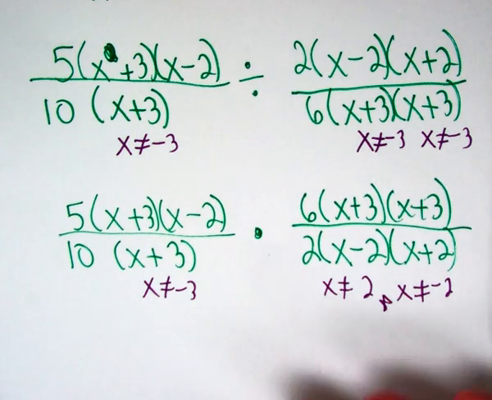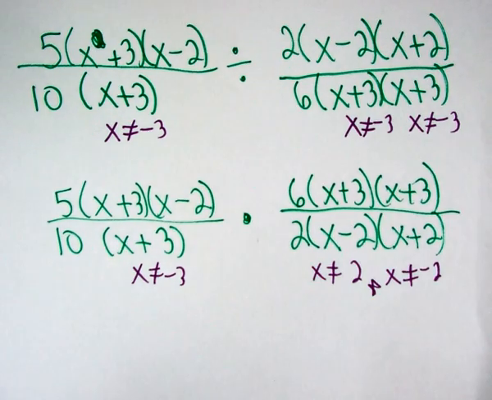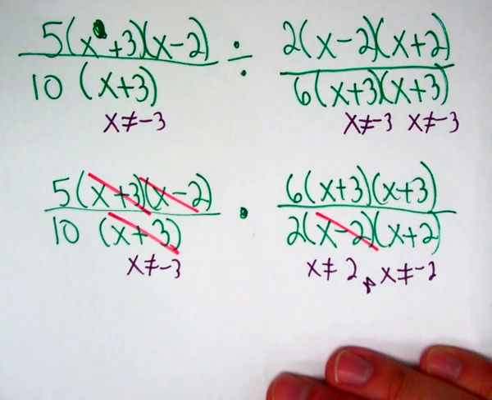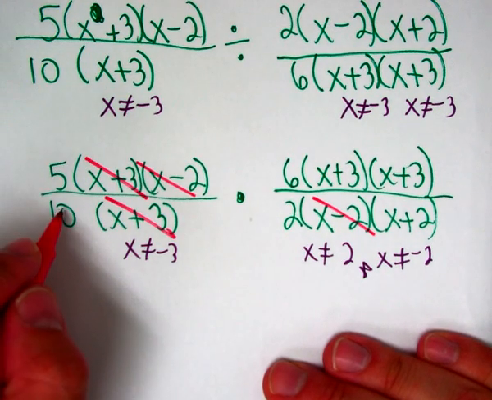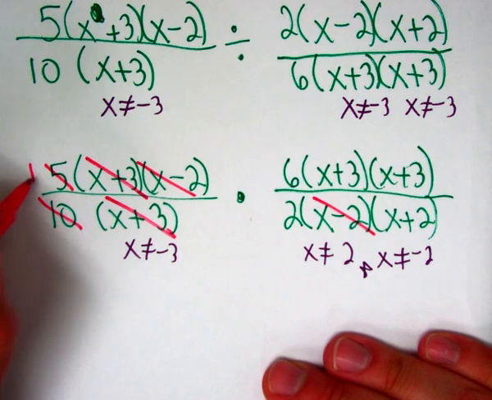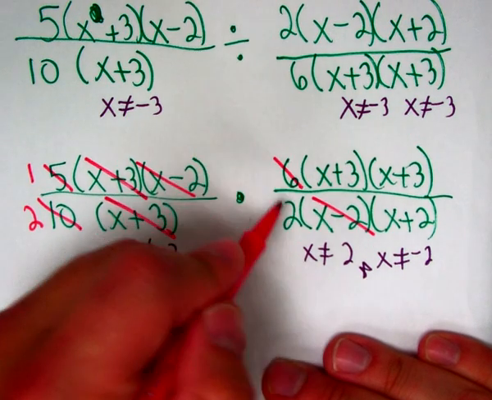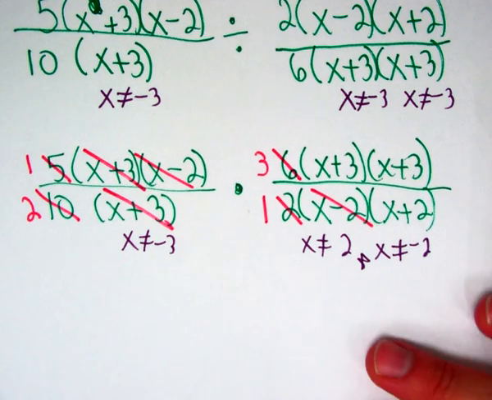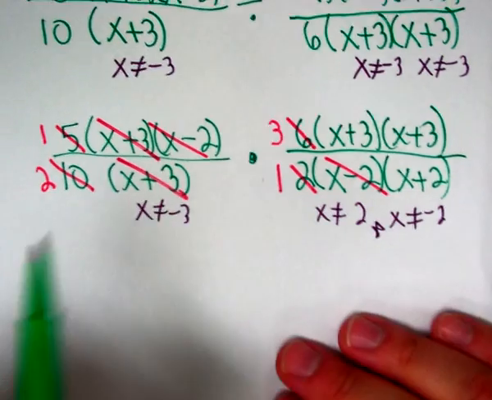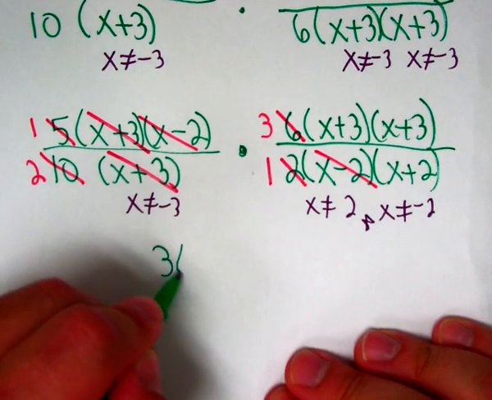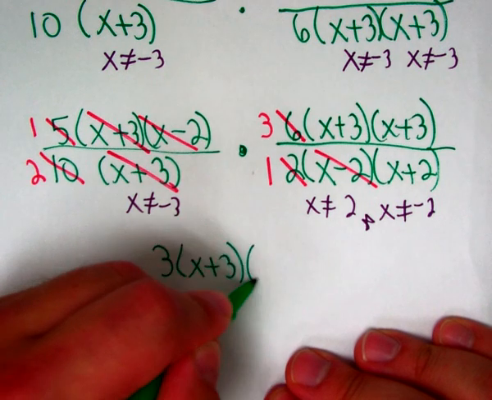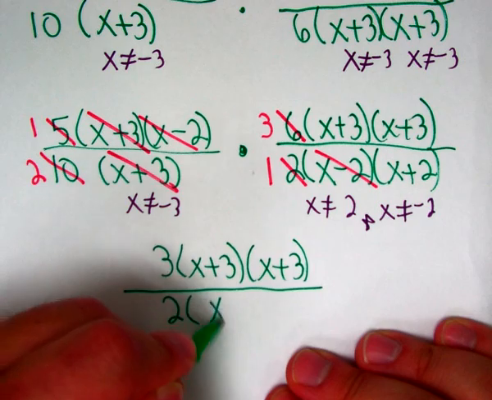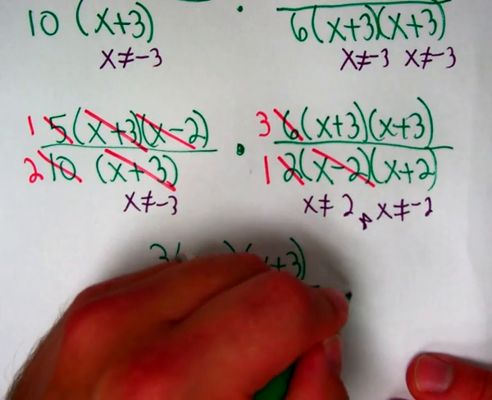And now we can finally simplify top to bottom. We get rid of an x plus 3, an x minus 2. We can simplify the 10 and the 5, so this will become a 1 and a 2. 6 and 2 we can reduce, and this will become a 3 and a 1. It looks like that's all we can simplify, so the final answer here is going to be 3 times x plus 3 times x plus 3 divided by 2 times x plus 2, and note your domain restrictions.